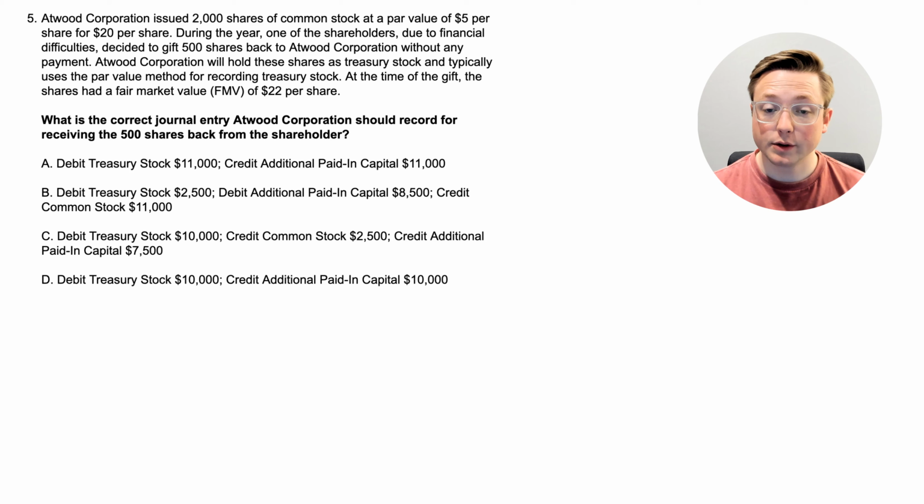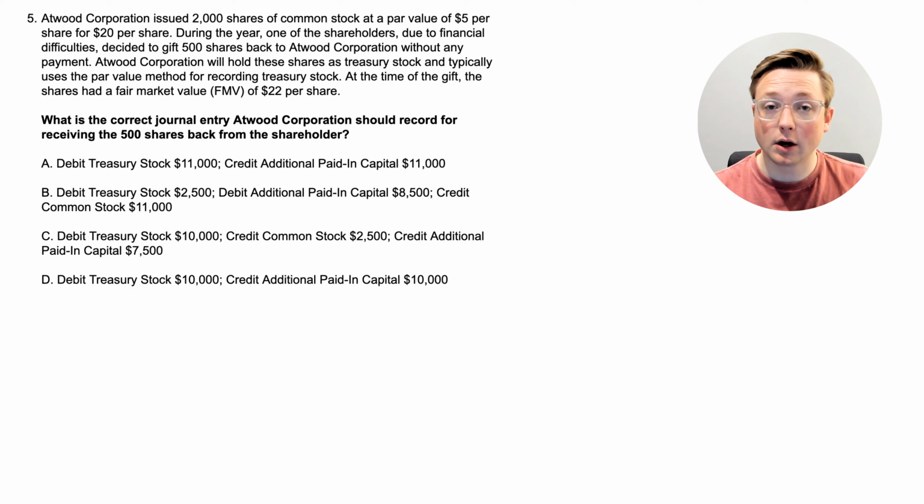Atwood Corporation will hold these shares as treasury stock and typically uses the par value method for recording treasury stock. At the time of the gift, the shares had a fair market value of $22 per share. So again, with all that, we have to figure out what the journal entry is for when these shares are given back to the corporation from the shareholder.